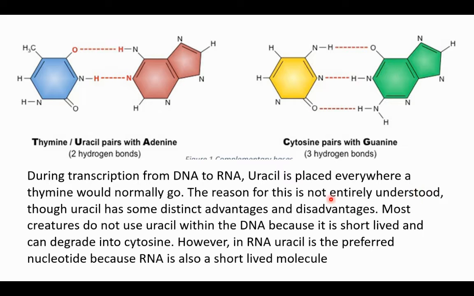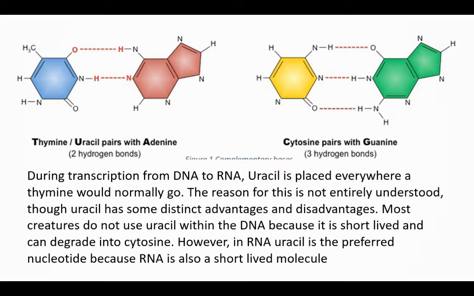So, it's usually thymine or uracil. Usually, it's thymine when it's in the DNA, and it becomes uracil when it is in the RNA during transcription. And then it has two bonds there, and then for cytosine you have there three hydrogen bonds. Now take note, both of them are hydrogen bonds.